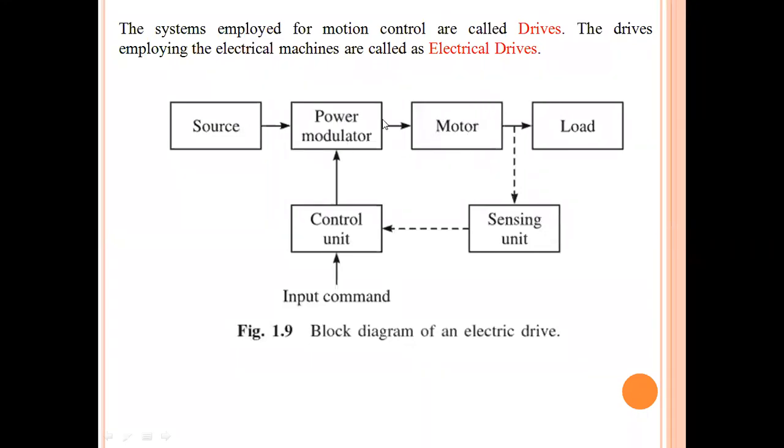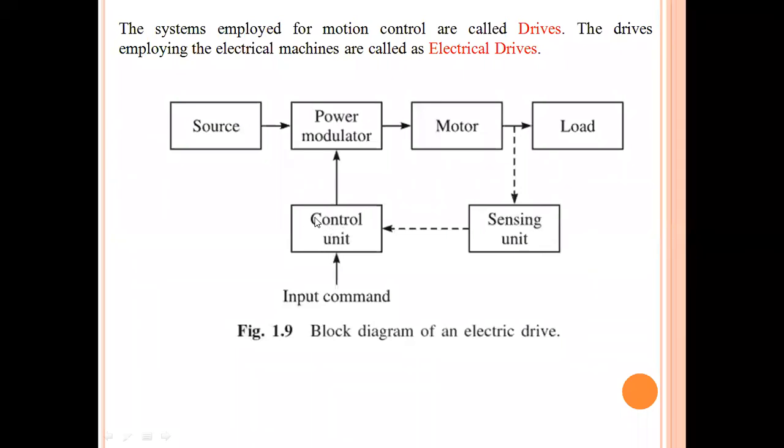But this electrical drive is not only to convert the source, it's also to control the speed and the torque of this motor. So in order to control the speed and torque, we are choosing a closed loop block diagram here. See this sensing unit. The sensing unit is used to sense the speed of this motor. This speed will be sensed by the sensing unit and fed to the control unit.